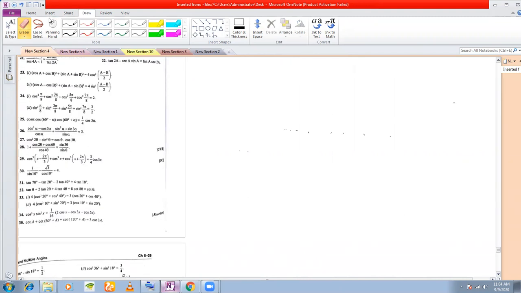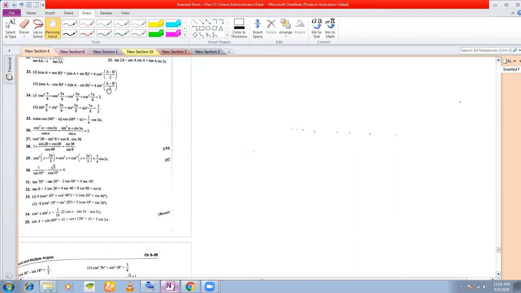29. You have to prove that cos cube (x minus 2 pi by 3) plus cos cube x plus cos cube (x plus 2 pi by 3) is equal to 3/4 cos 3 alpha. So start from the left hand side.